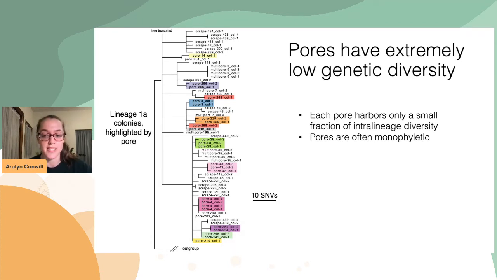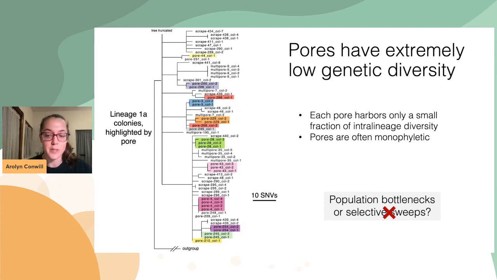And we know there's 2 processes that can lead to low diversity. One is population bottlenecking, and the other is selective sweeps. And we don't think selective sweeps are responsible for these patterns. I don't have time to go into the details, but we analyzed the thousands of mutations in our data set that we inferred to have occurred recently on individual people. And we didn't find any evidence of parallel evolution. And we also didn't detect any enrichments of non-synonymous mutations. And these are 2 signals that we'd really expect to be present if selective sweeps are happening regularly inside pores.